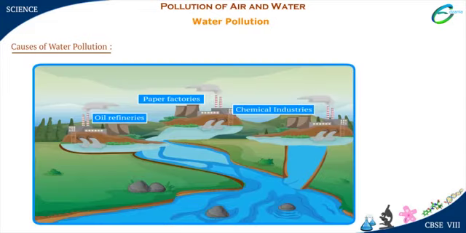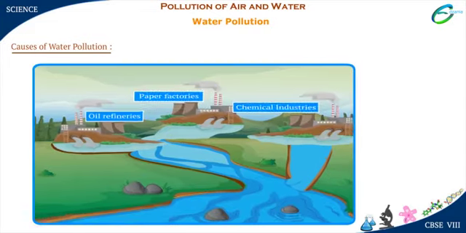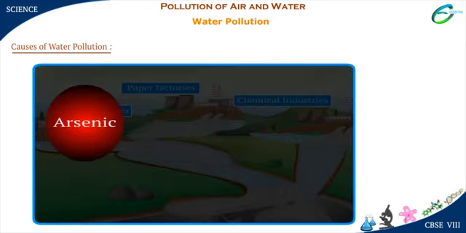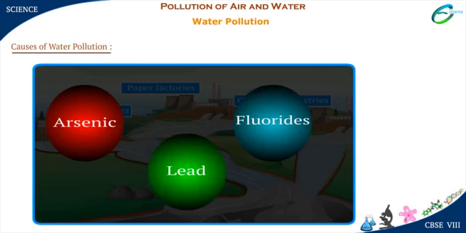Many chemicals are discharged into rivers and streams by industries. These chemicals contaminate water. Chemicals released are arsenic, lead, and fluorides that lead to toxicity in plants and animals.